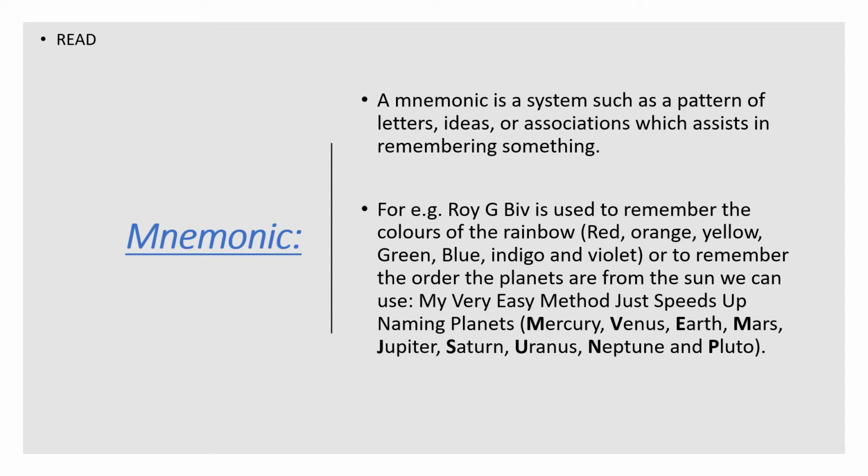Or some of you might use my very easy method, which just sums up or speeds up naming planets, which is a way of remembering the order of planets within the solar system. So Mercury, Venus, Earth, Mars, Jupiter, Saturn, Uranus, Neptune and Pluto.